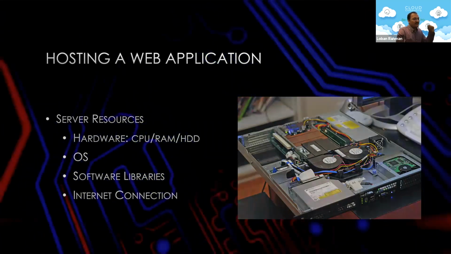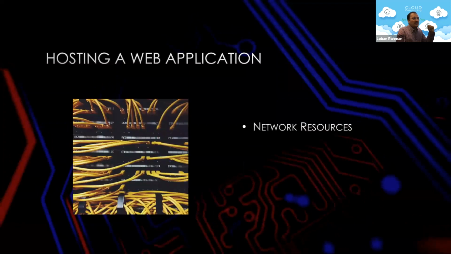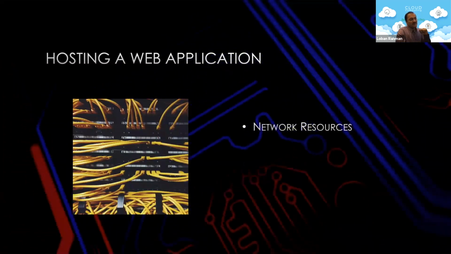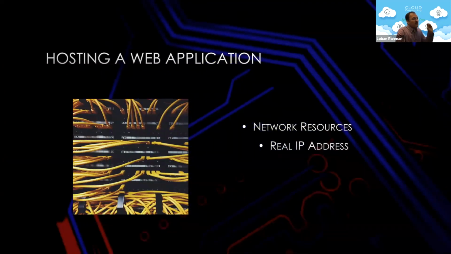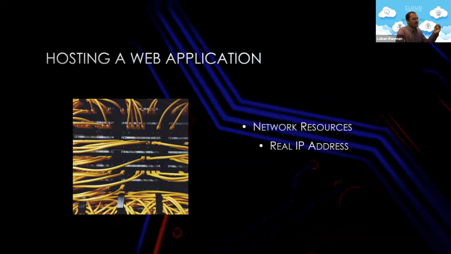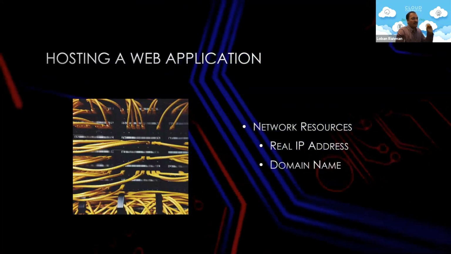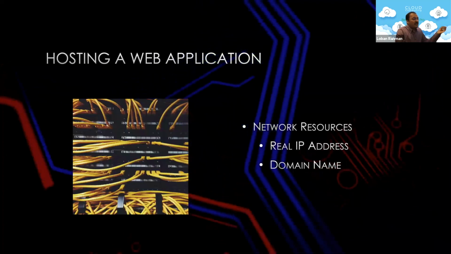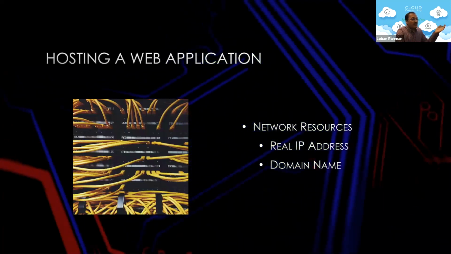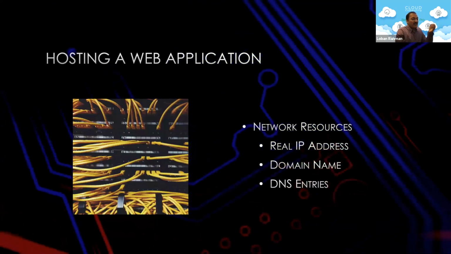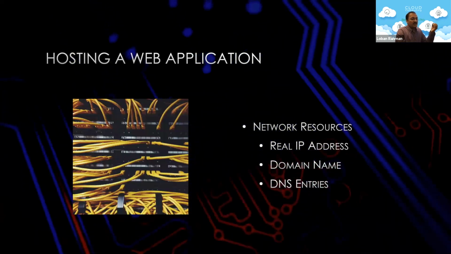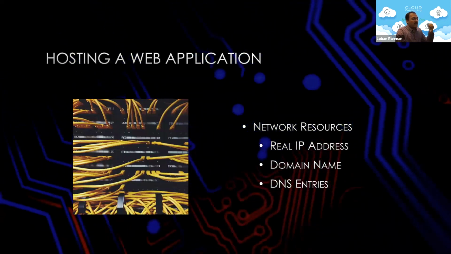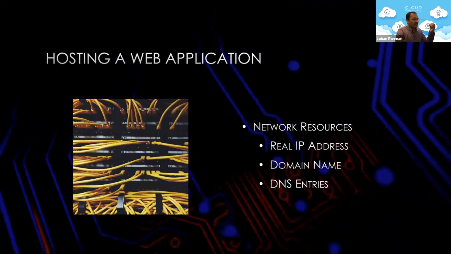Really simple stuff. In addition to server resources, we need network resources. What are those? Let's look at the very basics. We need an IP address, a real, public IP address that people can access. Ideally, you want a domain name. You don't want people accessing a web application with an IP address. In order for that to work, you need a DNS entry, connecting the domain name to the IP address of your server.